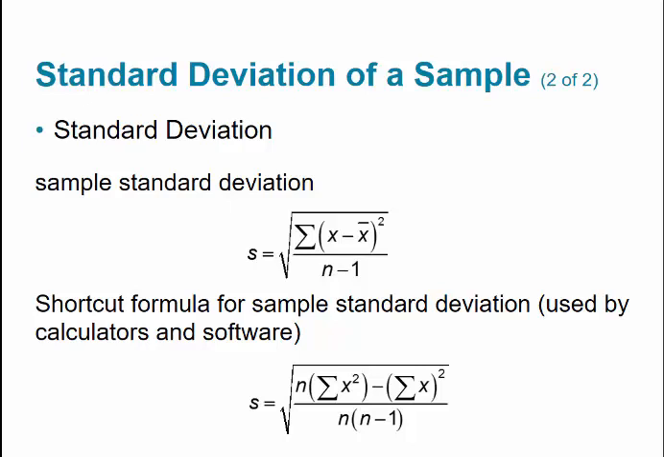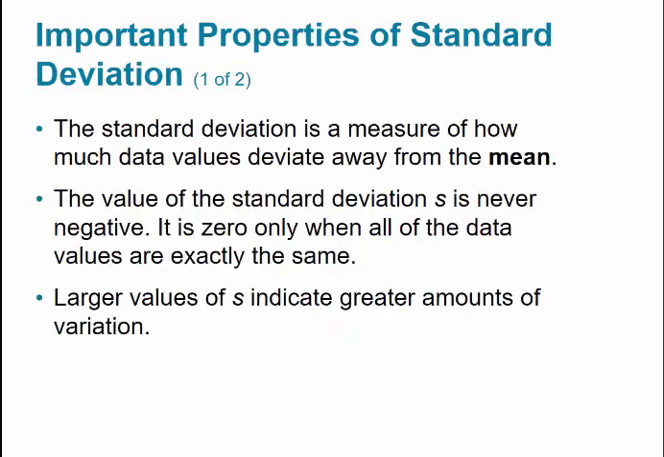Now the shortcut formula that we're going to be using is the following: the sample standard deviation is equal to the square root of n times the summation of x squared, minus the summation of x, squared, divided by n times n minus 1. We are going to be using that one, and I'll show you how to do that in Excel.